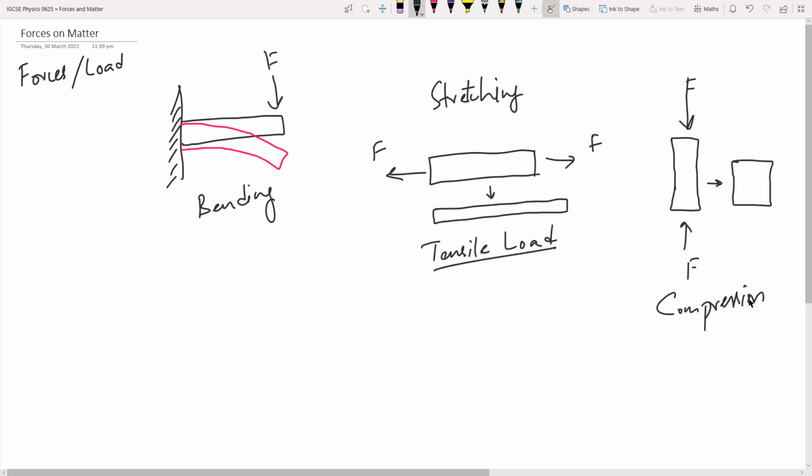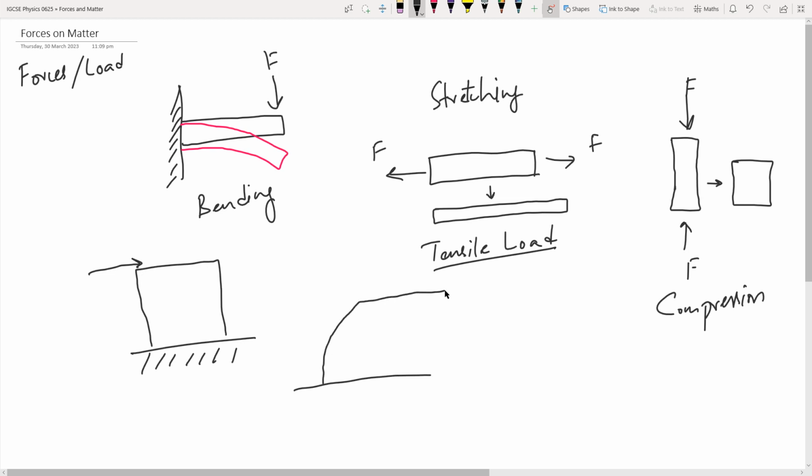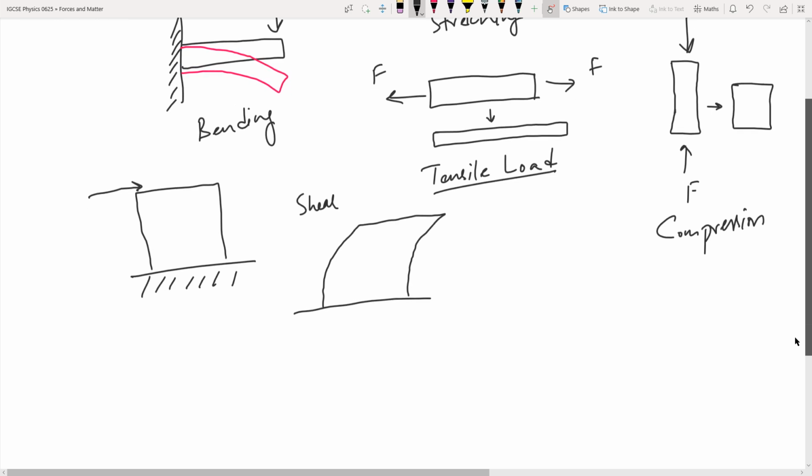And lastly, what if the object, for example, is fixed? Let's say we have a square, and I apply force just on the top of it, right? I would find that the object is now twisted like this. This is what we call shear force, right? Shearing.